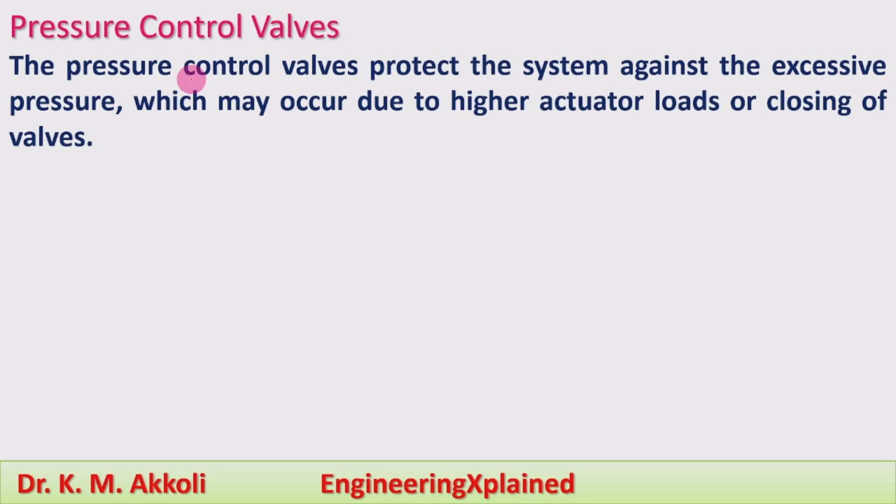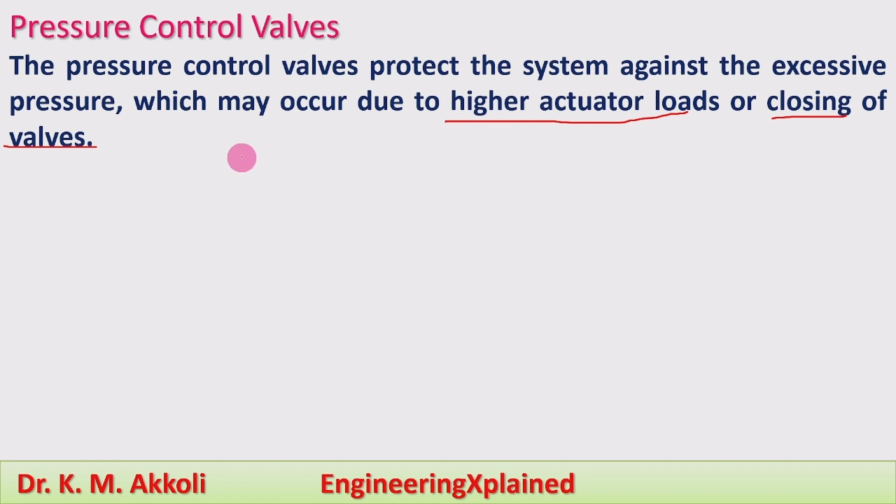Next, we will go for the pressure control valves. The pressure control valves protect the system against excessive pressure which may occur due to higher actuator loads or the closing of the valves. When the load increases above the rated load, there is a higher actuator load, or when the valve is closed completely, the pump is continuously operating. The pumps are positive displacement pumps in the hydraulic systems, and they are continuously developing the pressures.